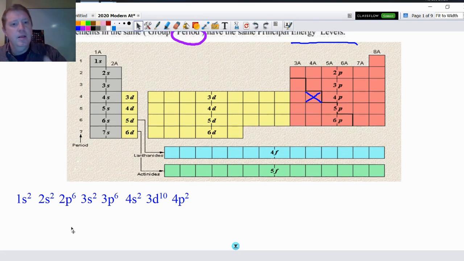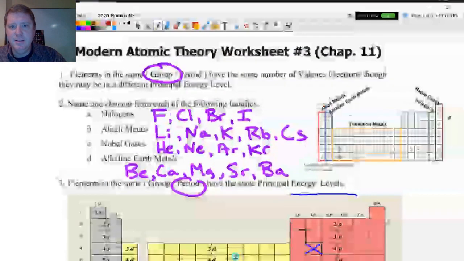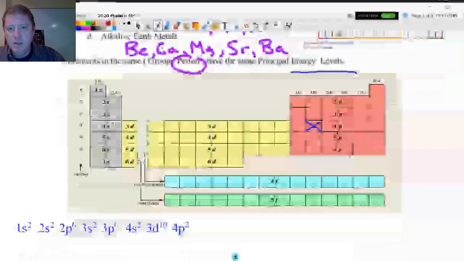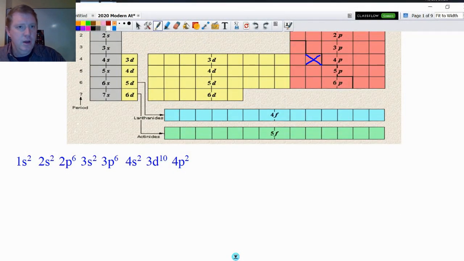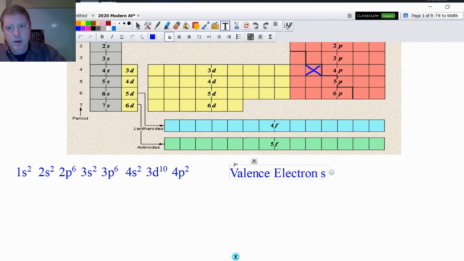Now, the question up there was really about the valence electrons, so I want to hit on an idea here. Valence electrons are the electrons in the outer energy level. So valence electrons are the electrons on the outside. They're the outside layer of electrons.